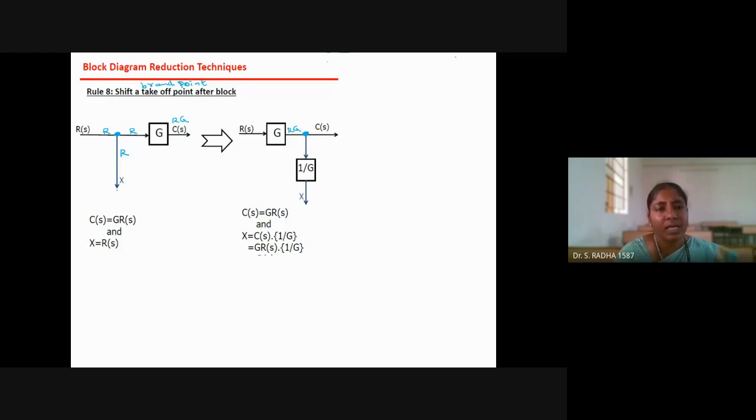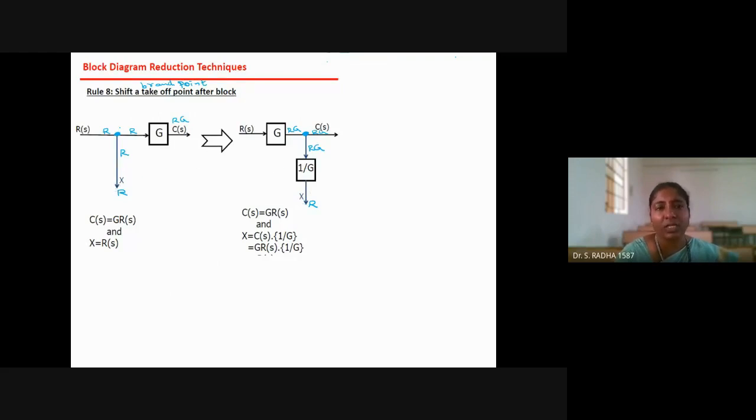So here at the arrow mark in the first diagram, we are getting R. Here also we are expected to get R. But R into G flows in this direction as well as this direction. So if I multiply with 1 by G, G and G will get cancelled, so R will come out. Our intention is that whatever the signal in the branch point, it should be the same in both cases.